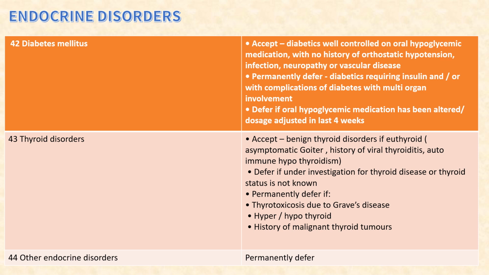For thyroid disorder, accept benign thyroid disorder if the donor is euthyroid, and defer if the thyroid is under investigation for thyroid diseases and the thyroid status is not known. You can permanently defer if the donor has thyrotoxicosis due to Graves' disease, hyperthyroidism, or a history of malignant thyroid tumor. For other endocrine disorders, you have to permanently defer that donor.